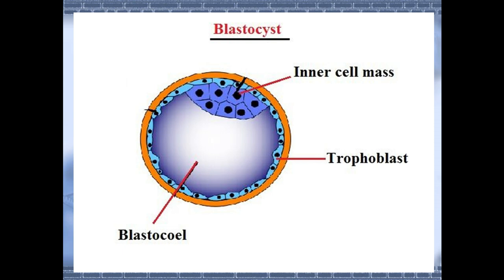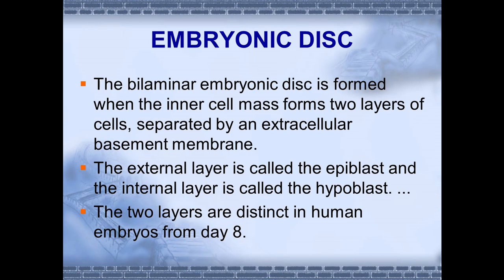Now what next? Now there is the formation of the embryonic disc. That is, this inner cell mass forms 2 layers of cells, and these layers of cells are separated by an extracellular basement membrane. This embryonic disc is formed by the inner cell mass. This inner cell mass now forms two layers.